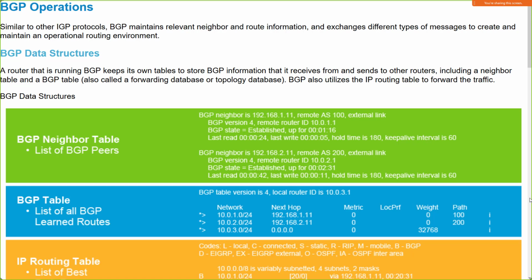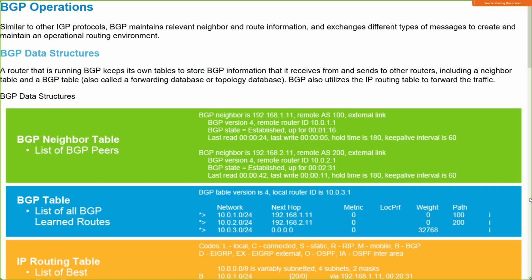Show IP BGP neighbor is one way of seeing the details of your neighbor relationships, just like we saw with show IP OSPF neighbor and show IP EIGRP neighbor. Or we have show IP BGP summary. Show IP BGP summary also gives us neighbor information. You can see here as an example, we have a neighbor of 192.168.1.11. The remote AS is 100. The BGP router ID is 10.0.1.1. And by the way, the router ID in BGP is selected exactly the same way it is in OSPF and EIGRP. The state is established, right?